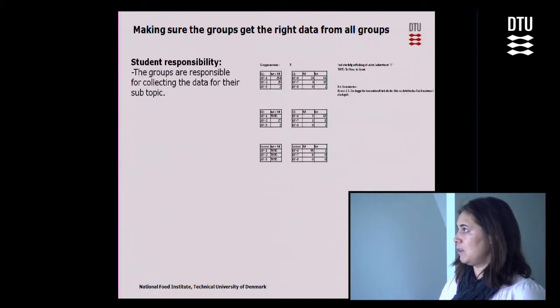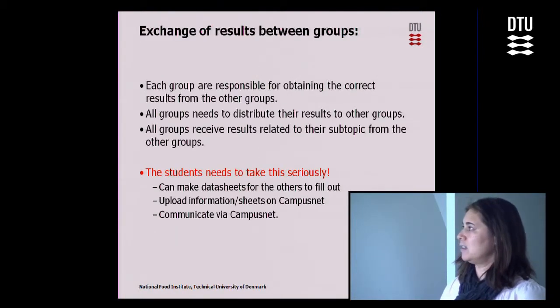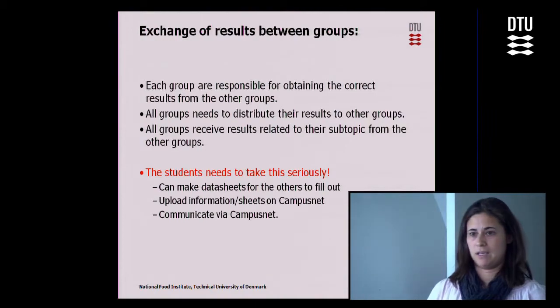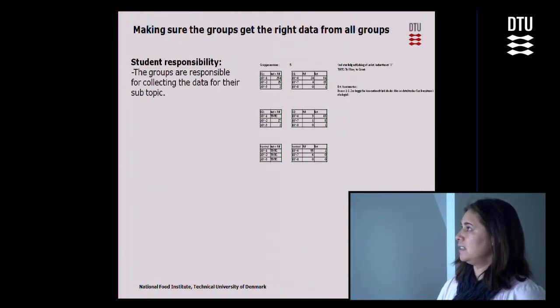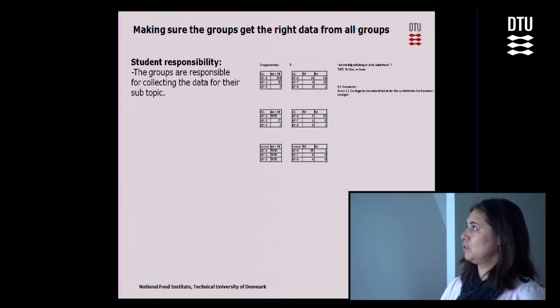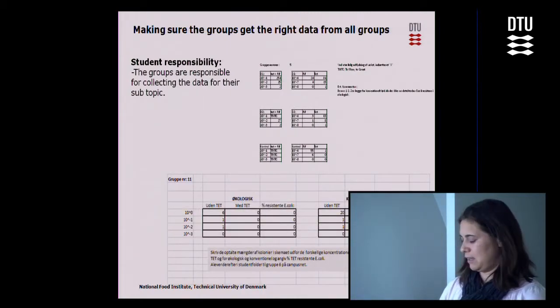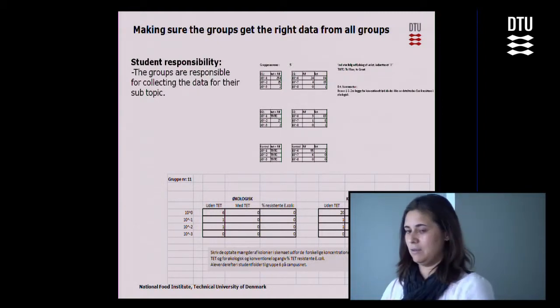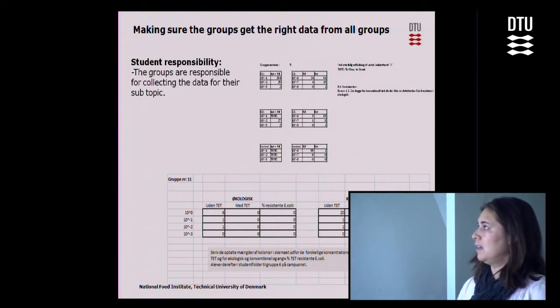They can upload this information on the campus net, the network we have, and they can also communicate with each other through this net. This is an example of how some students have made a table where they want their student colleagues to fill in their results, so they're sure to get the right things for their presentation. Here is another example from another group, who want some other information about the background.